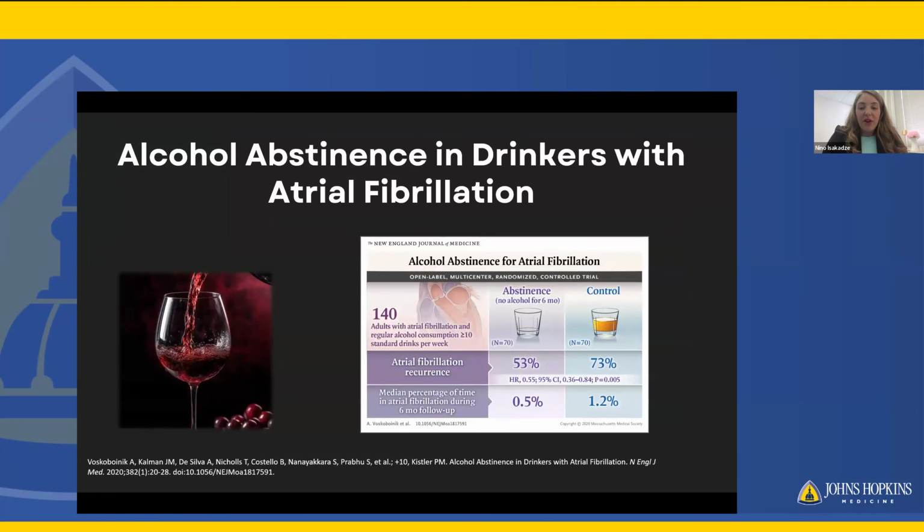There is also very strong evidence about alcohol. There was a study of 140 adults who were drinking more than 10 standard drinks per week. If you compare the group who abstained from alcohol completely for 6 months versus the people who continued drinking, there was a significant reduction in atrial fibrillation recurrence among those who stopped drinking.